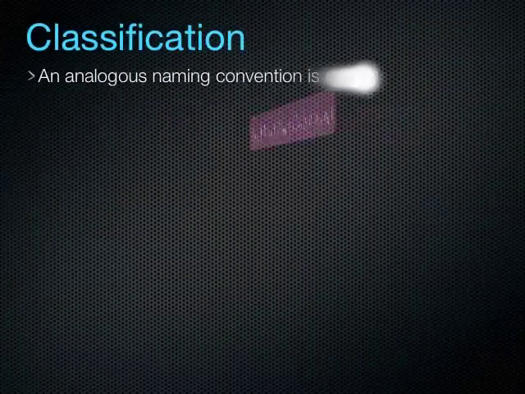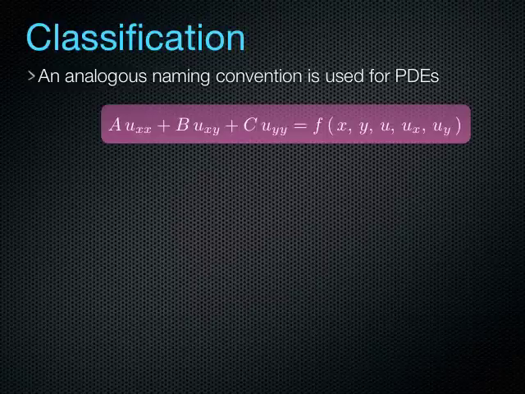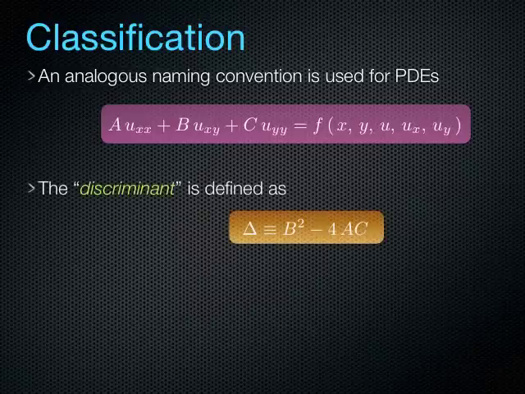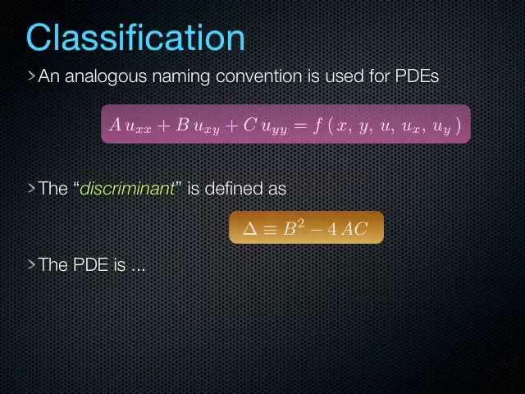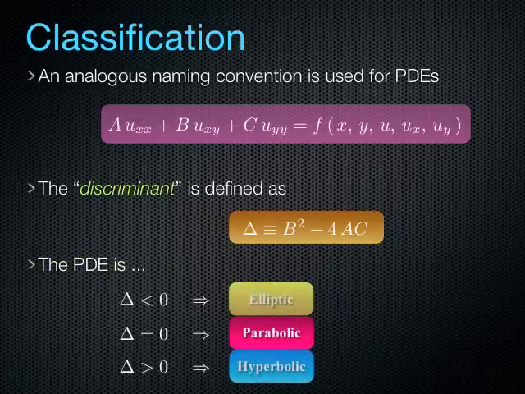Now we're going to utilize the same sort of naming convention for our partial differential equations. In particular, if our partial differential equation is written down to look like this, where the second partial derivative of u with respect to x is multiplied by a, the cross derivative is multiplied by b, and the second derivative with respect to y of our field variable u is multiplied by c, and then the right-hand side is our driving function in general of x and y, of u, and of the partials of u with respect to x and y. Then we can calculate the discriminant for this function, just like we did for the conic sections in geometry, and then call our PDE either an elliptic, parabolic, or hyperbolic PDE.